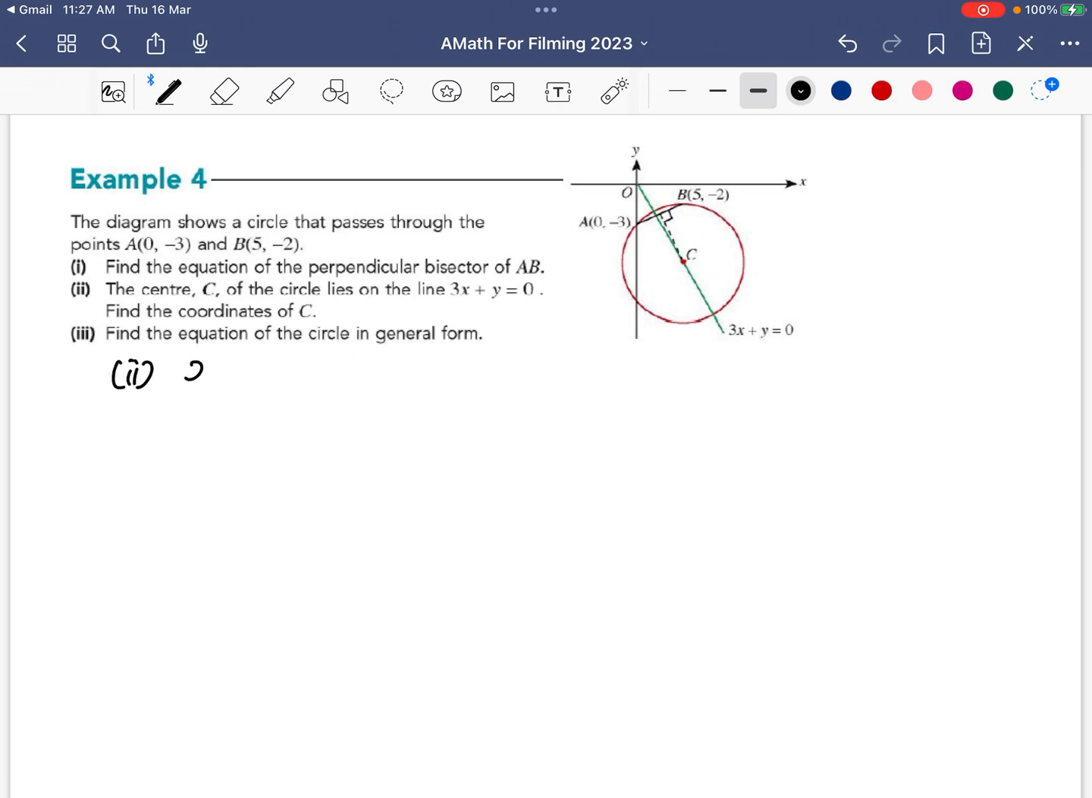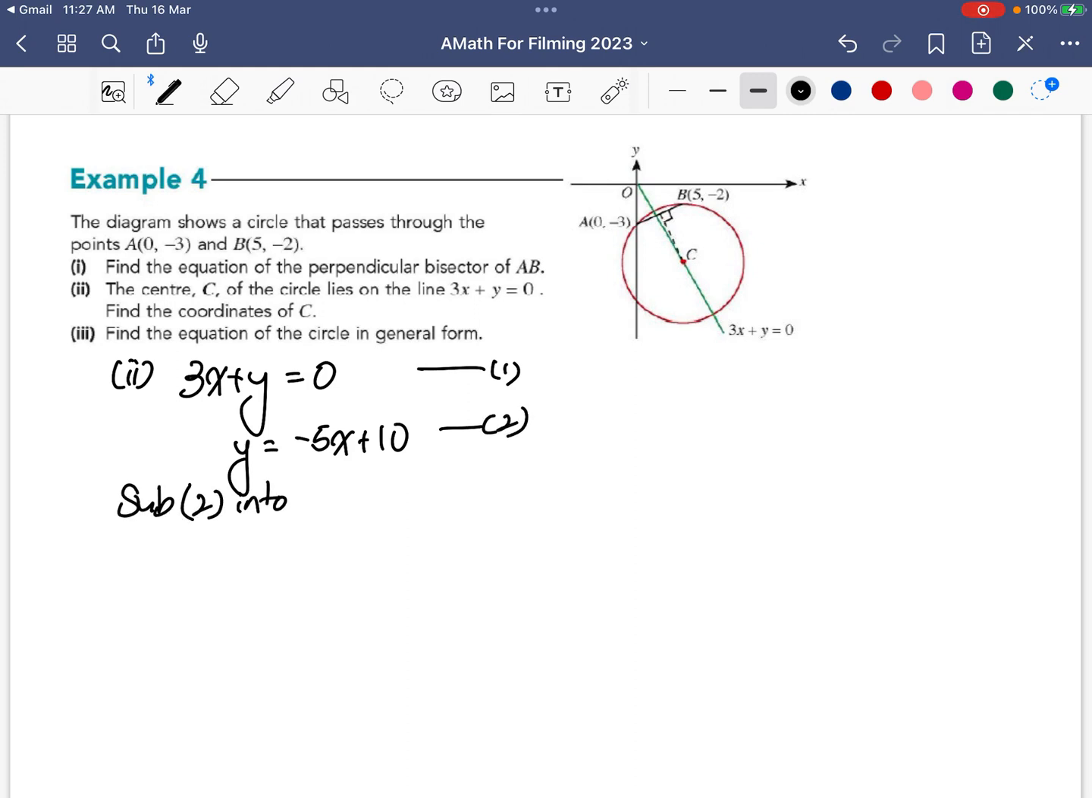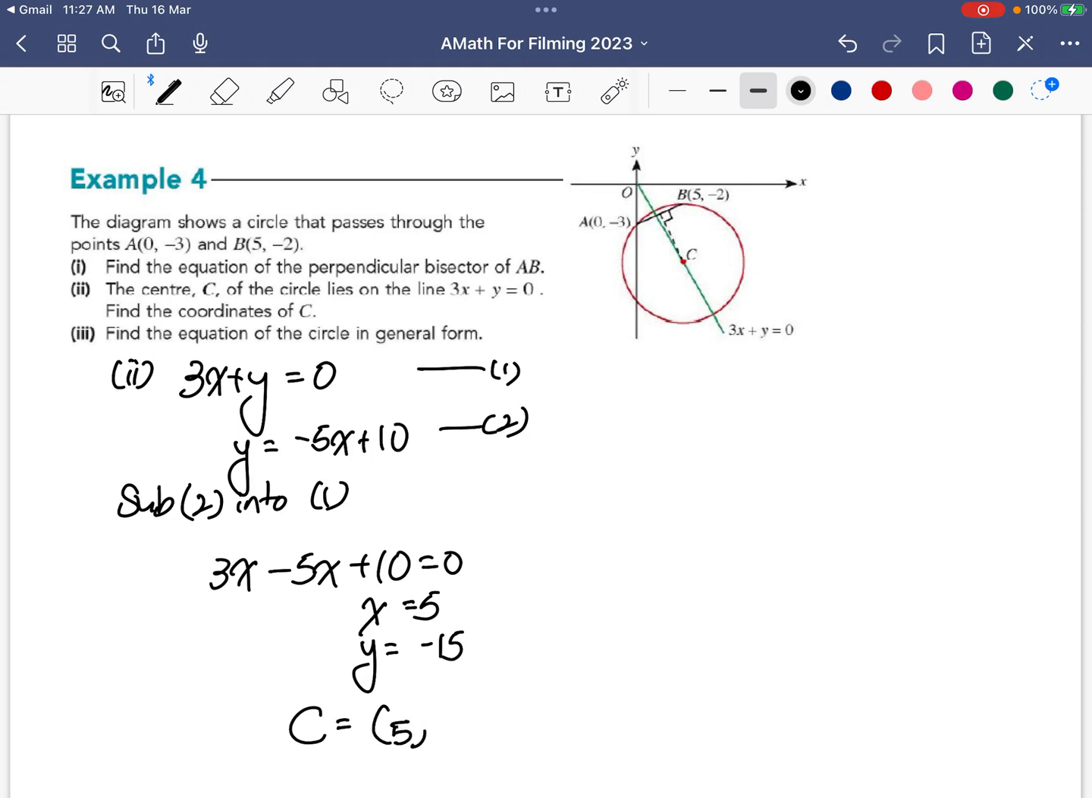So in part 2, what we have is 3x plus y equals 0, and y equals negative 5x plus 10. If I just substitute 2 into 1, very convenient, we get 3x minus 5x plus 10 equals 0. Solving, my x value equals 5 and my y value equals negative 15. Hence, the coordinates of my center C is (5, -15).